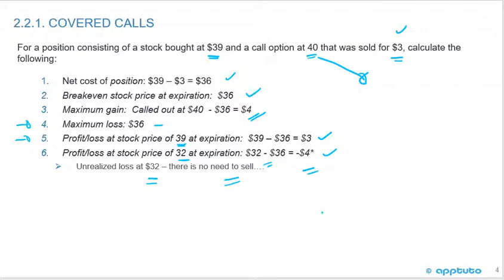I can wait. In fact, if the option expires, I can write more calls and collect more income. And as long as I'm doing that at a higher price than what I bought the stock at, then I'm assuring myself that I'm not going to have any capital losses.